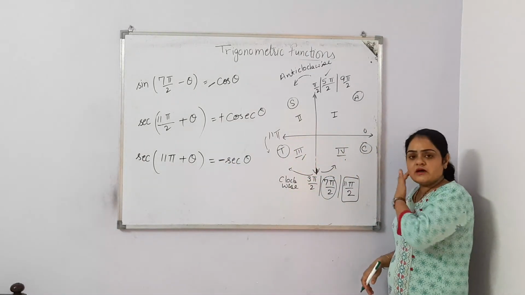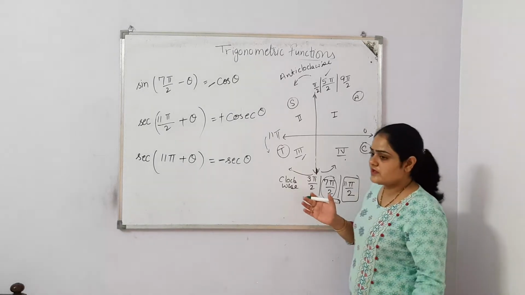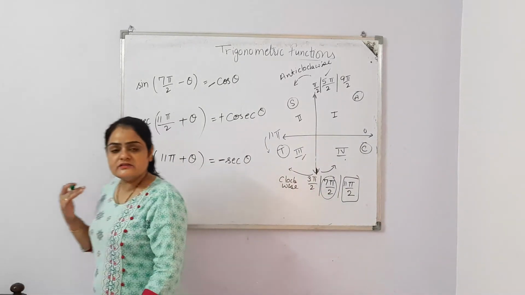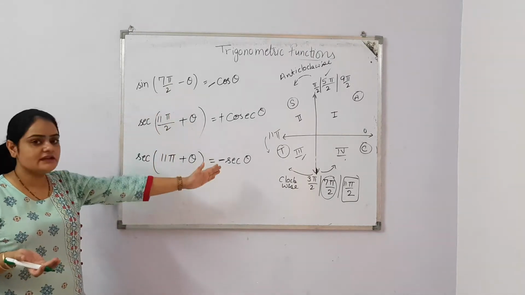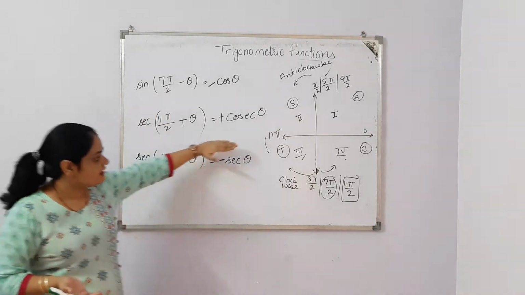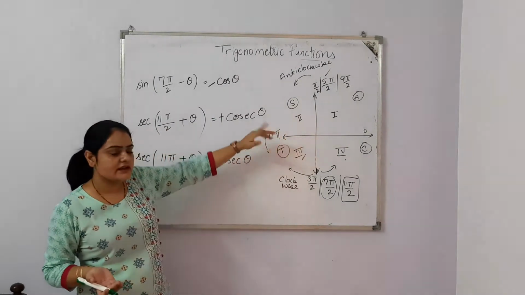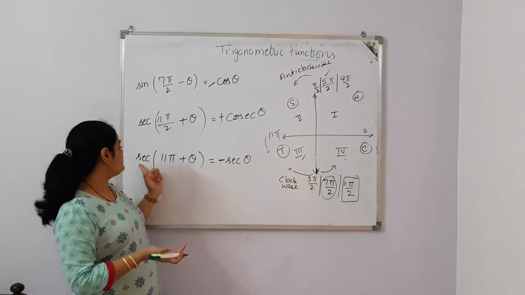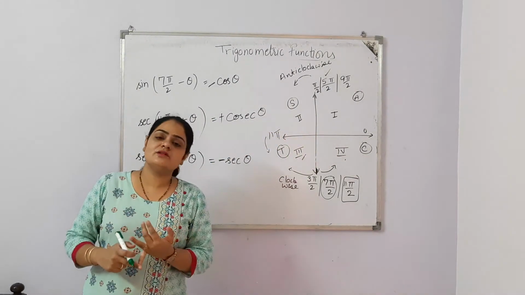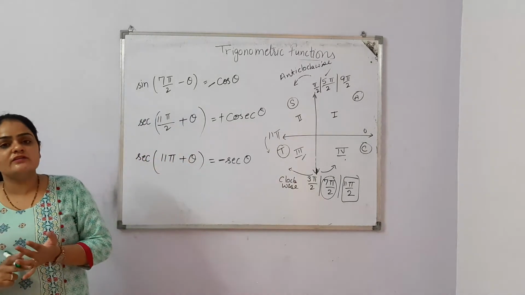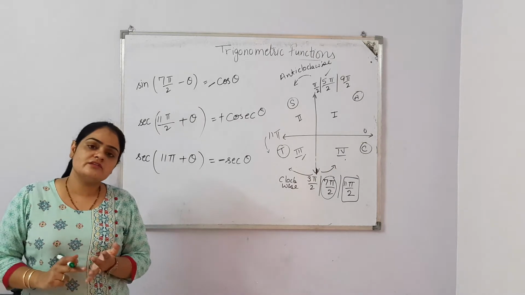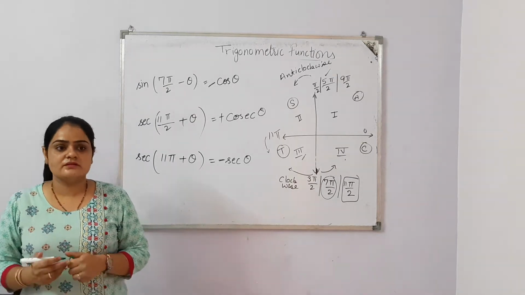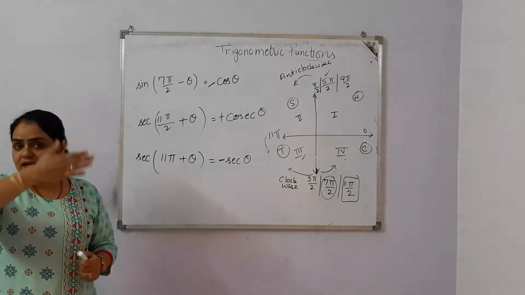So now it is totally clear that whenever the angle is in terms of 90, changes will be there. That means on the vertical line, changes are there. 11 pi automatically comes on the horizontal line, so on the horizontal line there is no change. Secant will remain secant. Cosecant will remain cosecant. Tan will remain tan. Cot will remain cot. Sine will remain sine. Cos will remain cos. Hope this topic is totally clear to you.